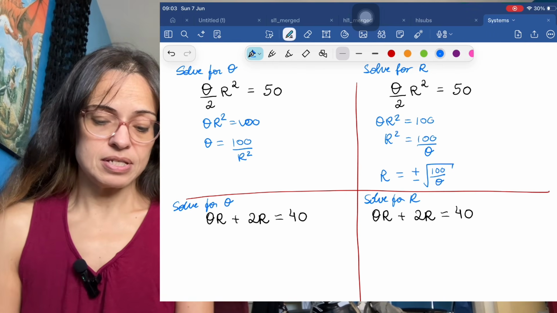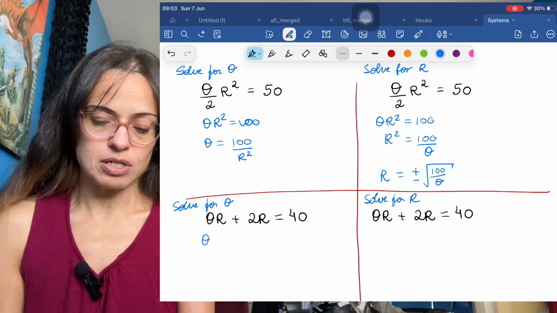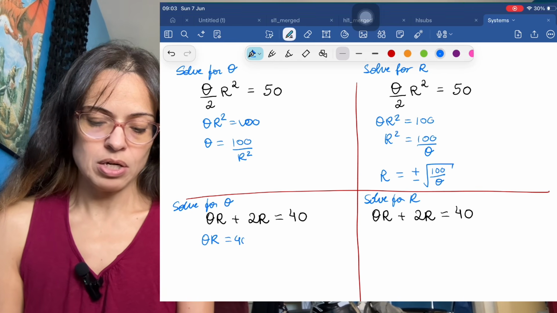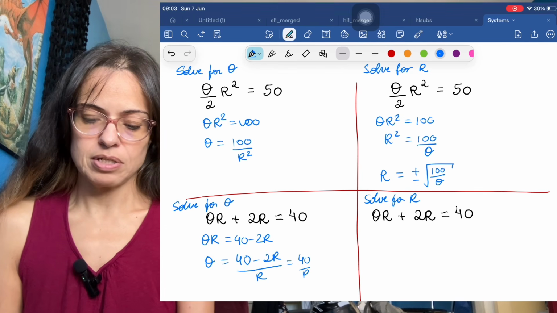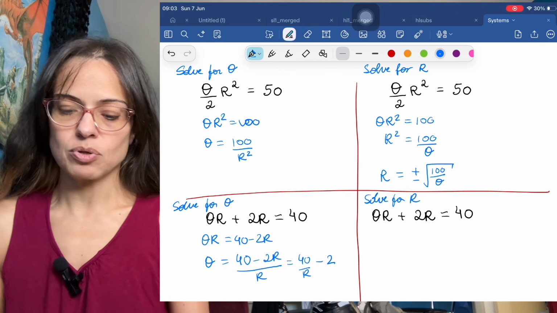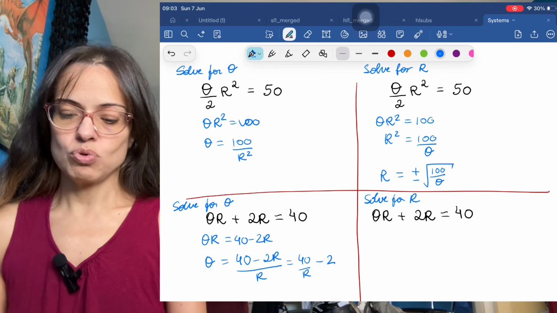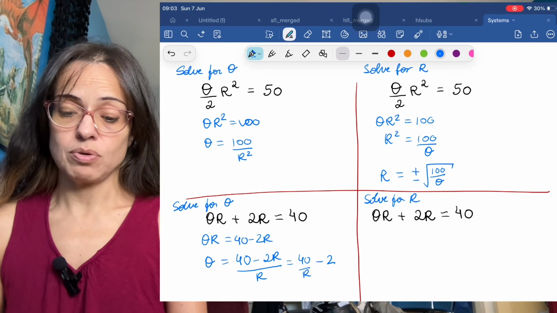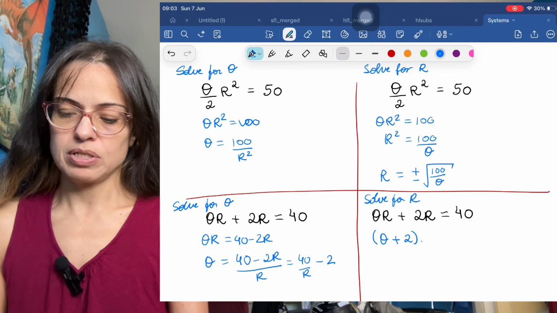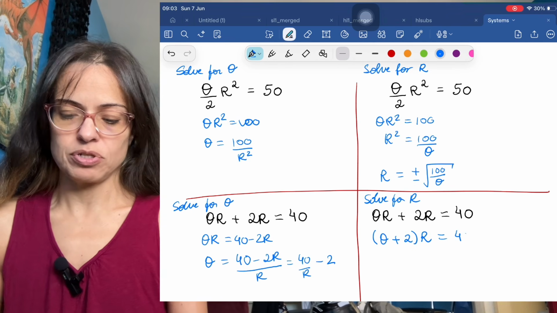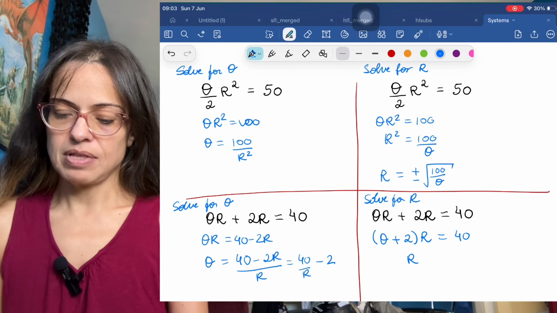Solving for theta in the second equation, we start by subtracting 2r and then dividing by r. Separate the fractions like this if you want. It's not clear right now if that's going to be useful. But to solve for r in the second equation, first you need to factor it out because it is a common factor of both terms on the left side, and then you divide by theta plus 2.